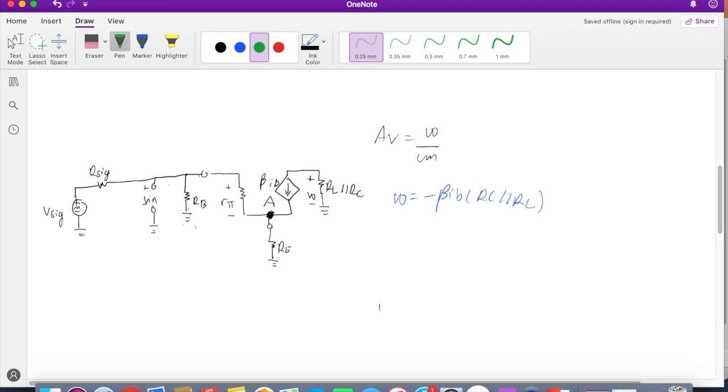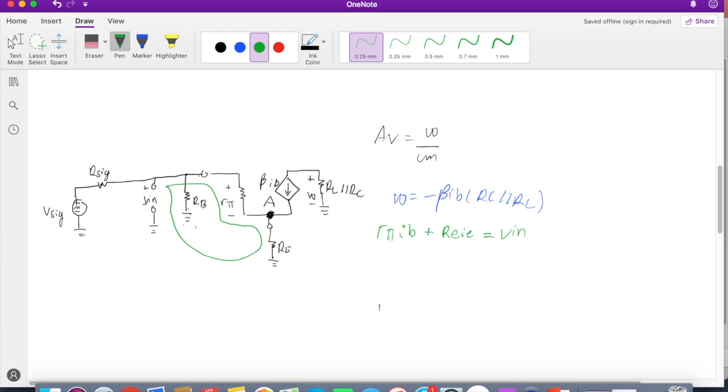Now for our Vin, we don't really have an easy function like that we can just find. We'll have to perform a KVL around this closed loop. And that KVL will give us R pi IB plus RE IE minus Vin equals 0. So we can write that as equals Vin. Now also important to note, for our output, we have it as a function of the current IB. And for the input, we have it as IB and IE.